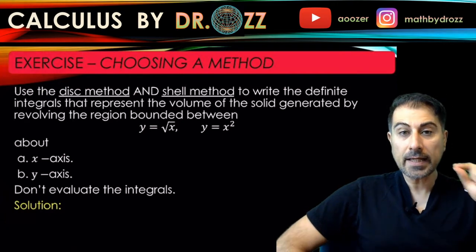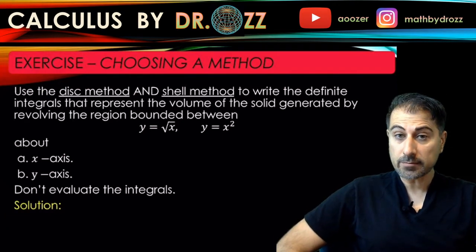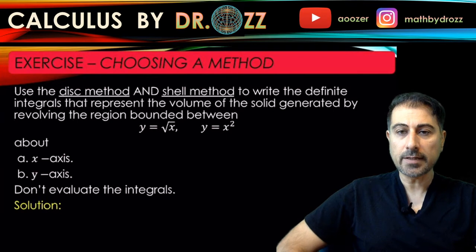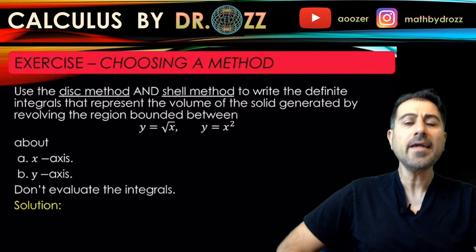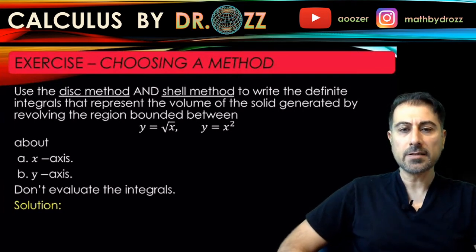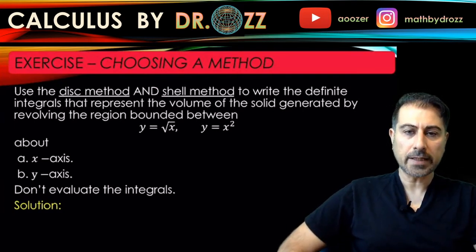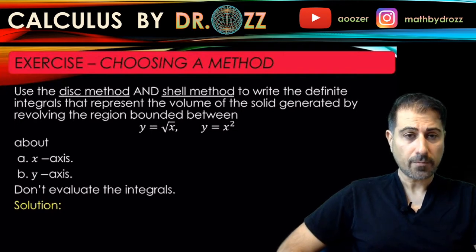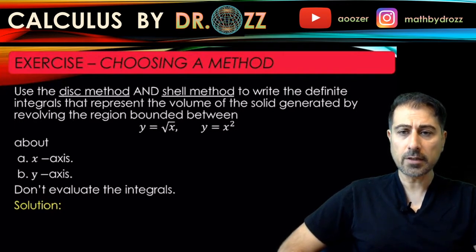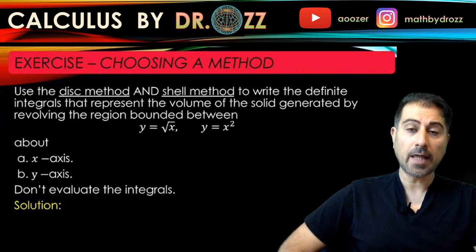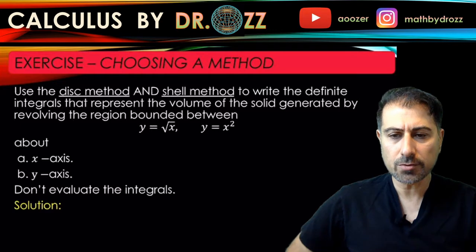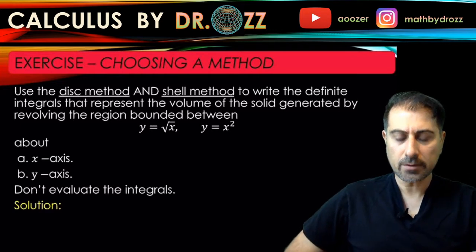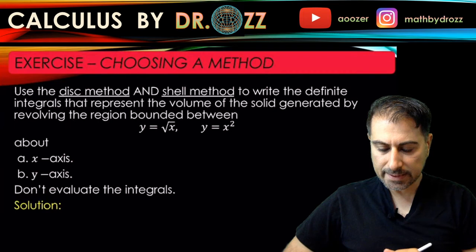So we are asked to use the disk and the shell methods all together, to write down the definite integrals representing the volume of the solid generated by revolving the region bounded between y equals radical x and y equals x squared. And we're going to revolve them about the x-axis in part A and the y-axis in part B. Okay, I'm going to split this into 2 videos. Hopefully, we're going to handle those separately. Okay, let's work on part A.